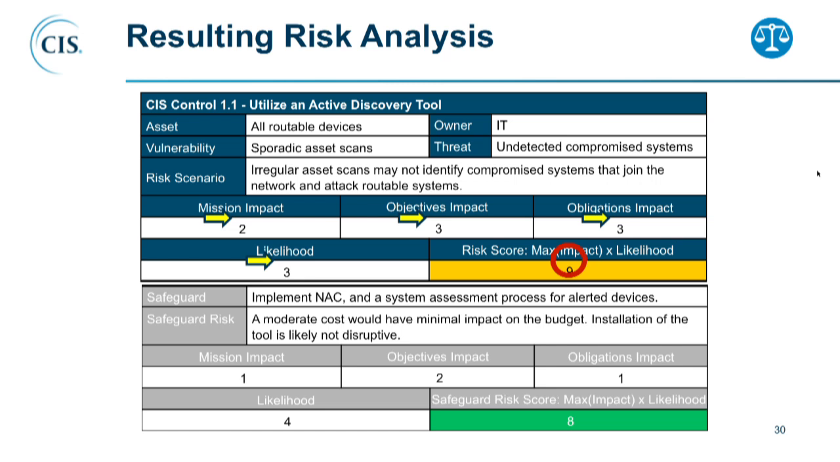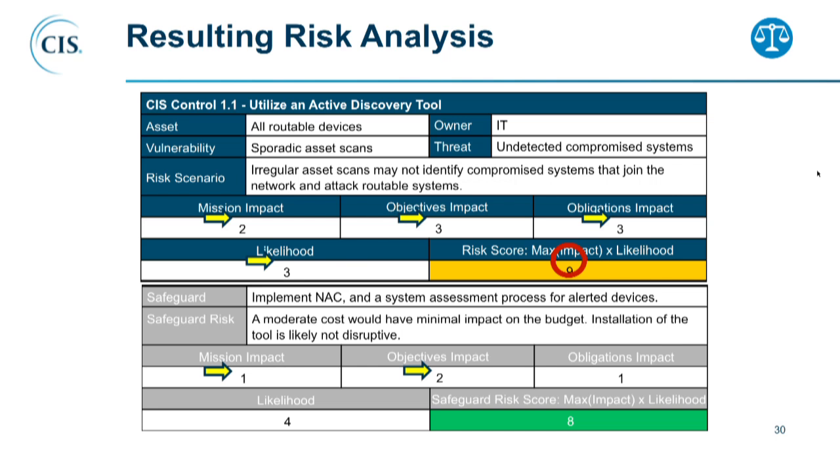In this case, what we're doing is evaluating and said, okay, what if we actually put in a network access control to address 1.1 the way it's written? If we do that, let's talk about the risk of putting that control in place. A moderate cost would have minimal impact on the budget. Installation of the tool is likely not disruptive. There will be some impact on the budget, but minimal. If you can click forward, our mission impact is 1. I can't see how this is going to hurt any of our customers' ability to meet financial performance at market levels. How about objectives impact?